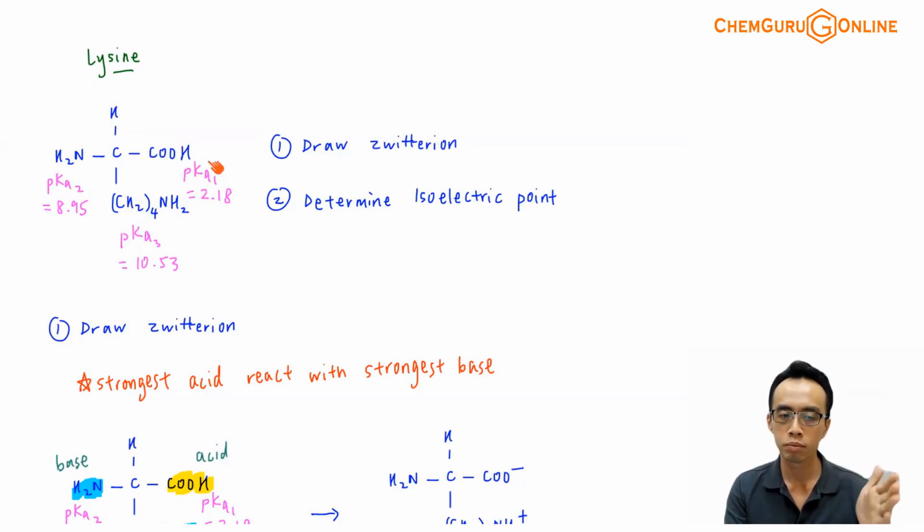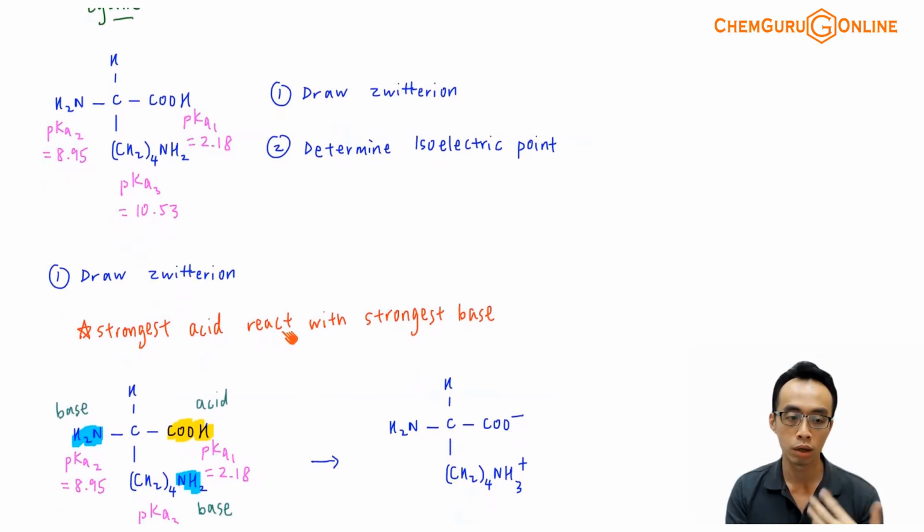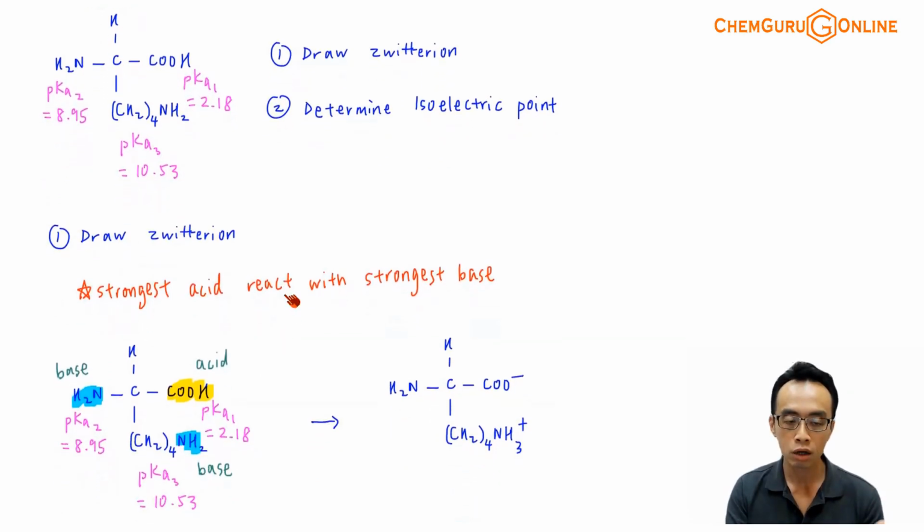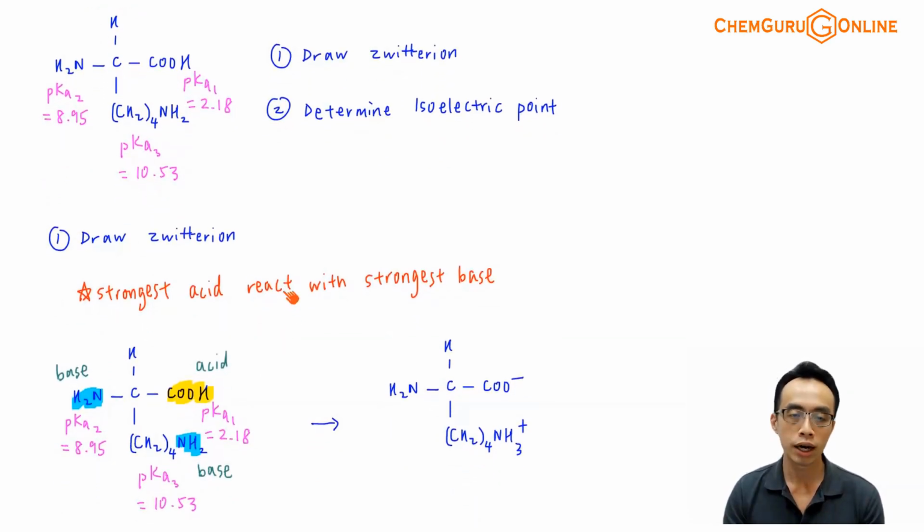My alpha acid pKa1 is 2.18. My alpha amino group pKa2 is 8.95. And inside the R group, I actually have an amine functional group. pKa3 is 10.53. So same thing, let us try to draw the Zwitterion first. We want to apply the exact same idea. How do I deduce my Zwitterion?